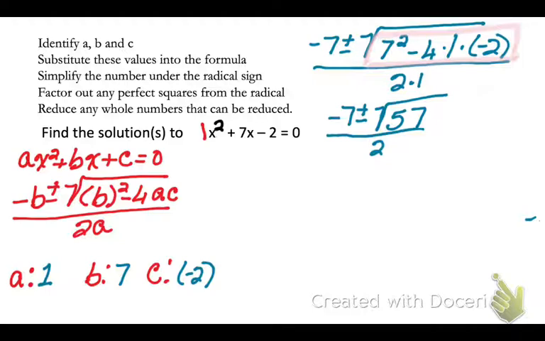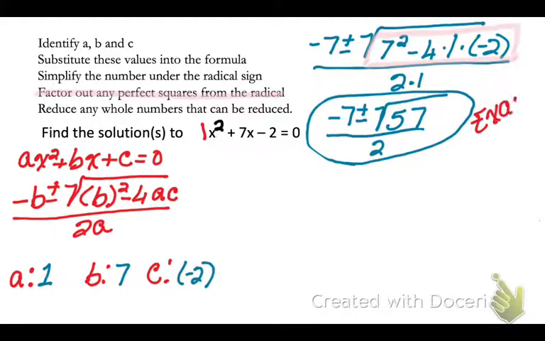The next thing I would do is factor out any perfect square from the radical. Well, 57 does not factor into any perfect squares. Actually, the only factors of 57 are 3 and 19, neither of which are perfect squares, so I don't have to worry about that. So as strange as it may seem, this is the answer to my quadratic equation in exact form. Math Excel will often ask you to answer in exact form using radicals as needed.